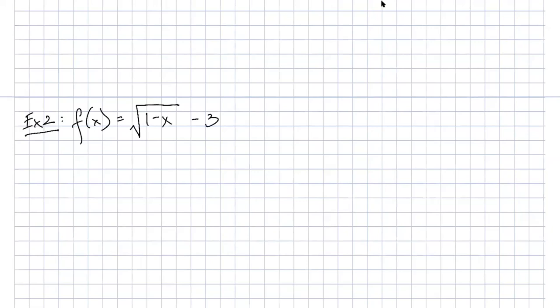So let's start with this equation. F of x equals the square root of 1 minus x, and then the minus 3 is not under the square root, okay?